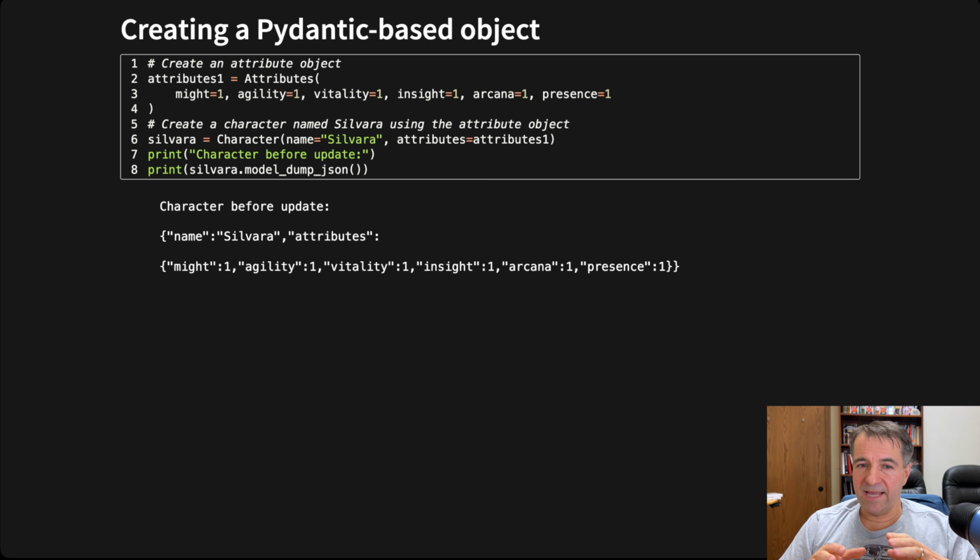So this is how you'll create an object of type attributes, line 2. And then line 6 is where we're creating an object of type character. And we're passing in the attributes. We're also giving Silvara a name. So that's our character that we're creating. And then we're printing out what we're seeing here.